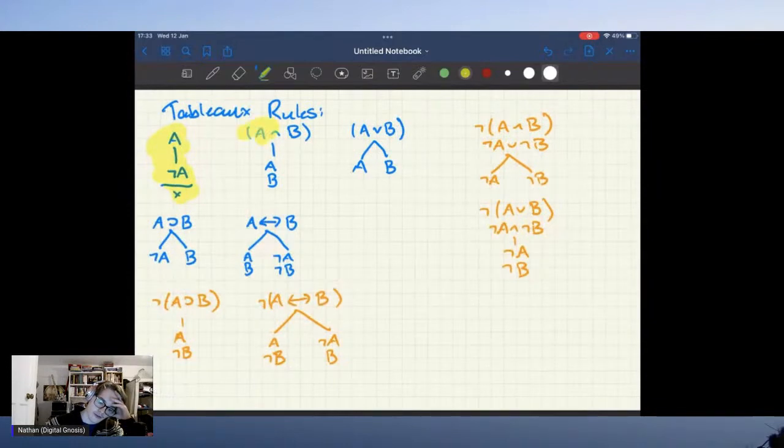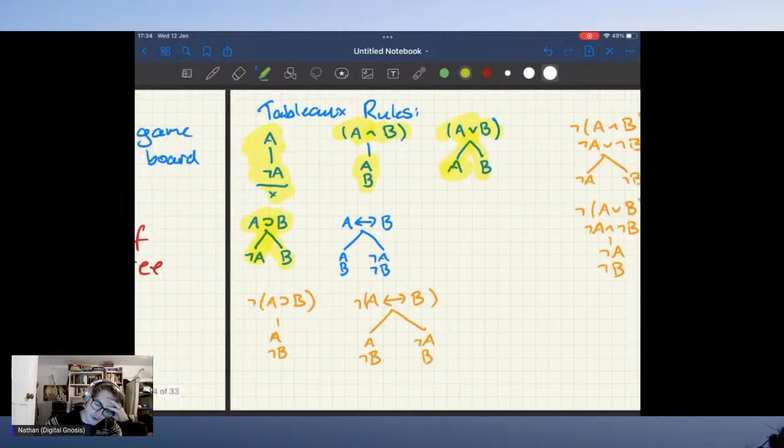If you have formulas of the form A and B, then you can introduce them one after the other on the branch like that. If you have formulas of the form A or B, then your branch goes like this. You split it and you go A on one side, B on the other. If you have A conditional B, or if A then B, then you split it like this, but you negate the A, the antecedent, and you keep B as it is.